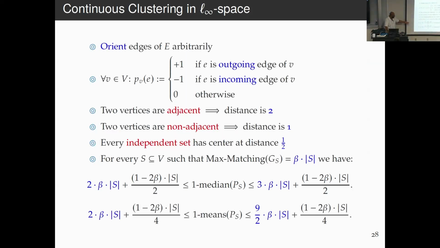And same thing happens for k-means. Instead of 3, you will get 9 half, because it's 3 half square plus 3 half square, which is 9/4 plus 9/4, which is 9/2.